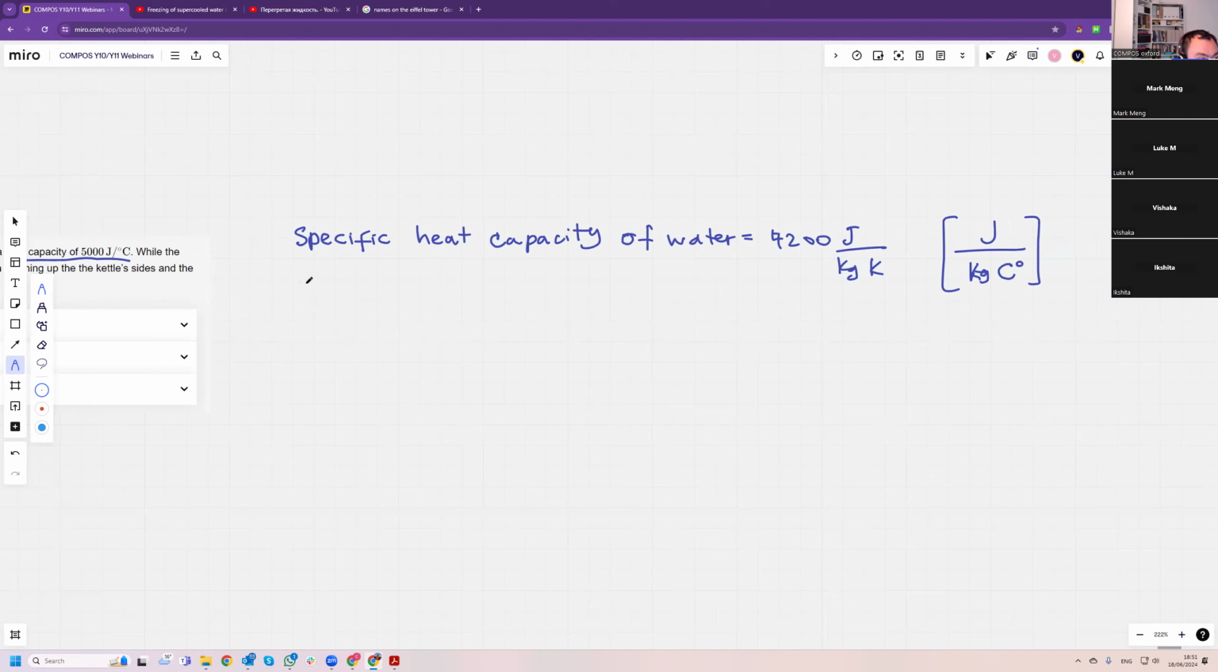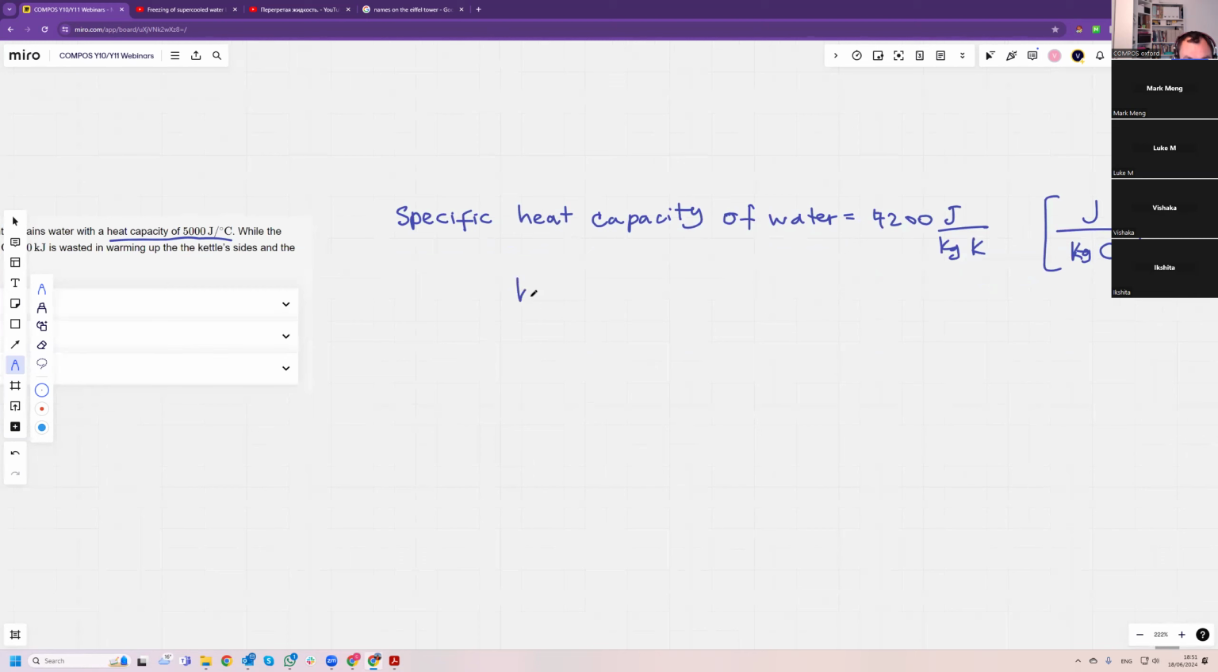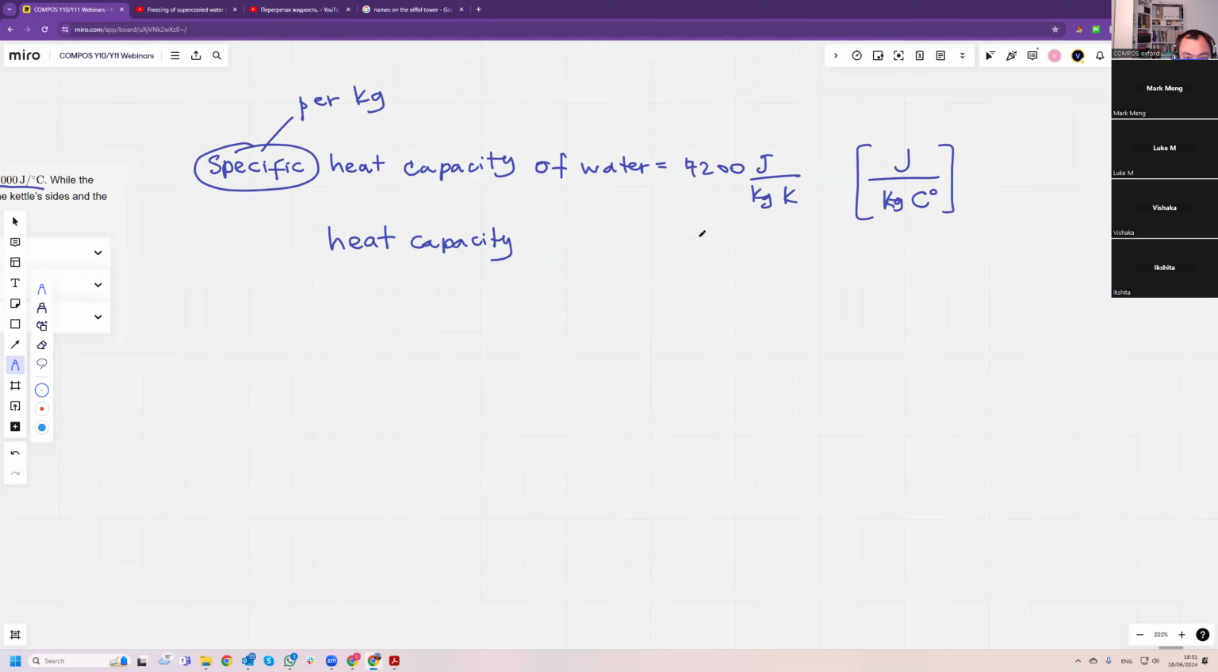So heat capacity, without the word specific. Heat capacity. So specific means per kilogram. And heat capacity is measured in joules per Kelvin or joules per degree Celsius. So heat capacity depends on mass.